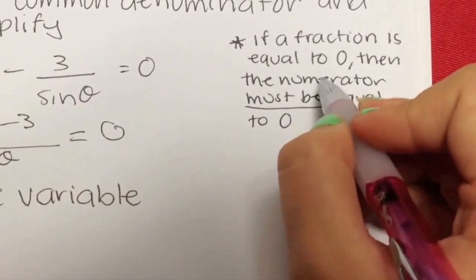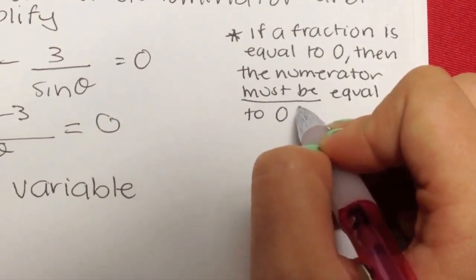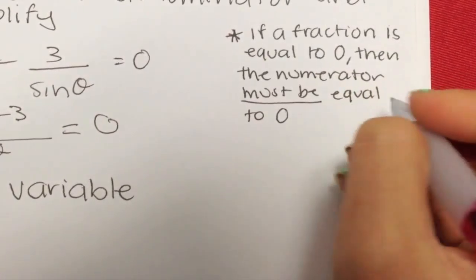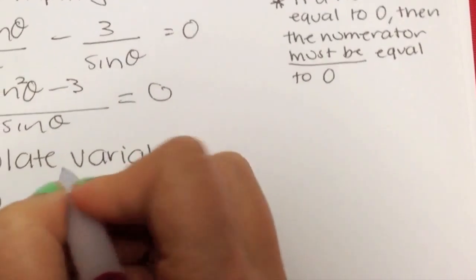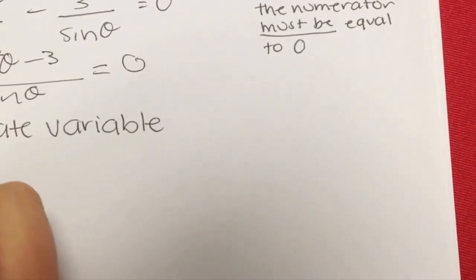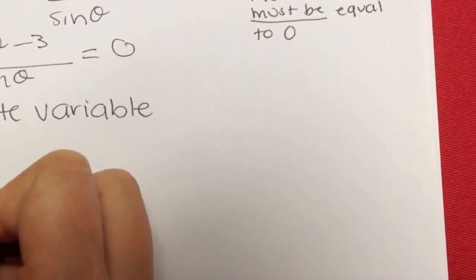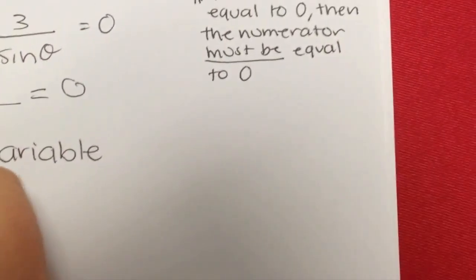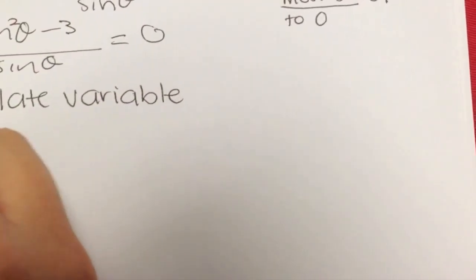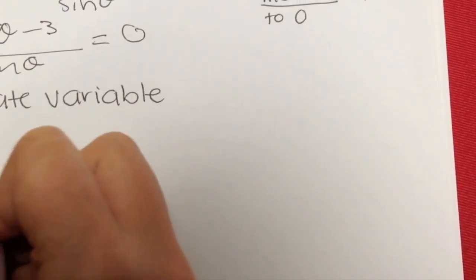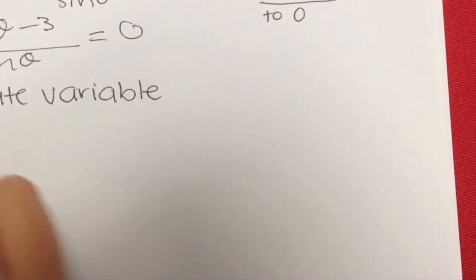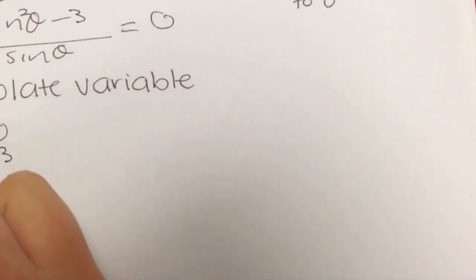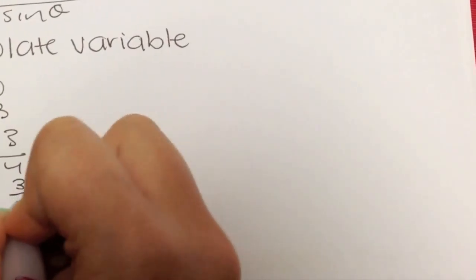If a fraction is equal to 0, then the numerator must be equal to 0 as well. Now you only have to deal with 4 sine squared theta minus 3 is equal to 0. In order to isolate the variable, you add 3 to both sides, which gives you 4 sine squared theta is equal to 3. Then you divide both sides by 4, and you get sine squared theta equals 3 over 4.